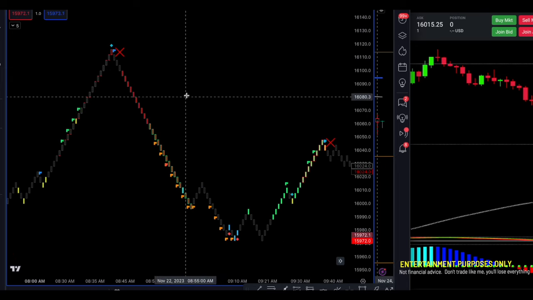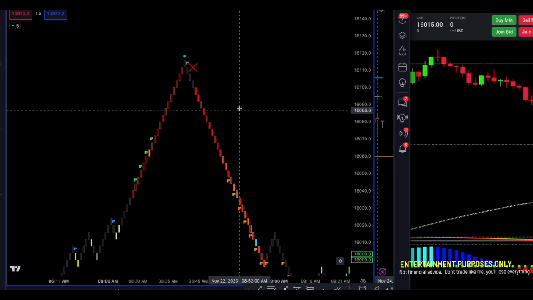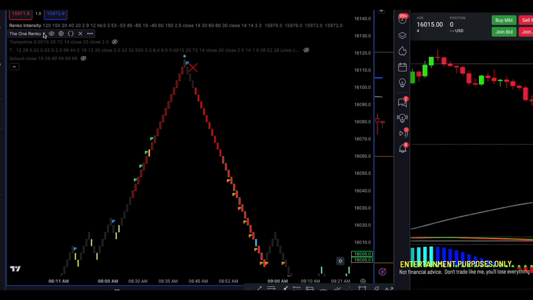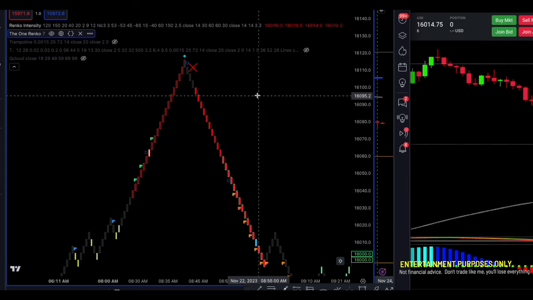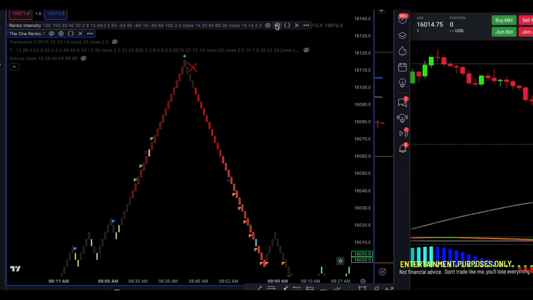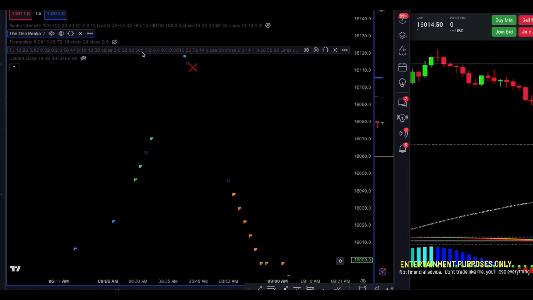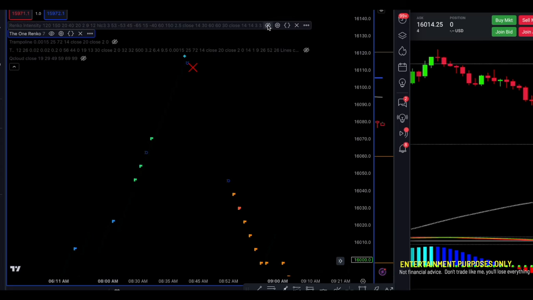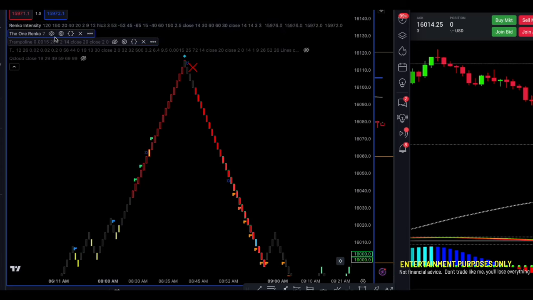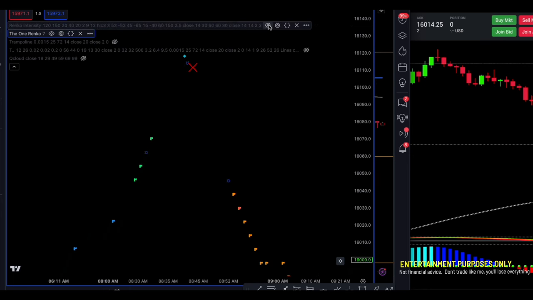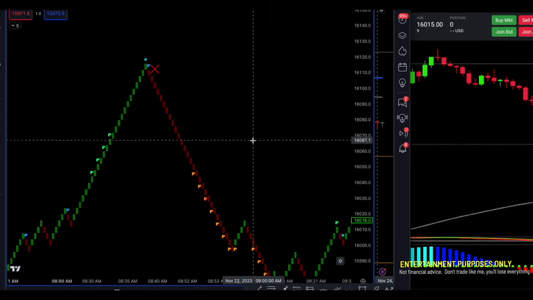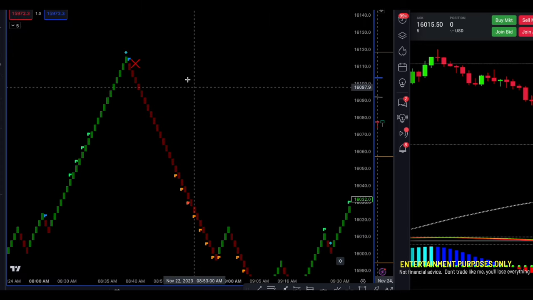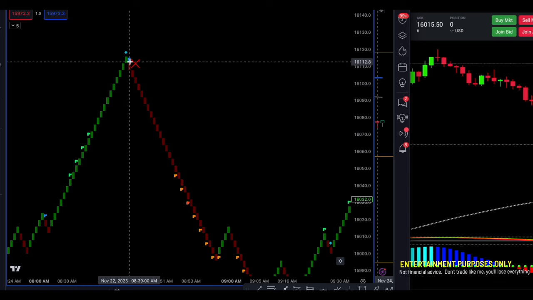All right, so let's take a look. On the indicators, we have the one Renko. So the one Renko, I turned on flags and dots. We'll just turn the Renko intensity off for simplistic purposes. Okay, we're trying to be as simple as we can. So we have a dot and a flag. A dot flag combo means a possible reversal.